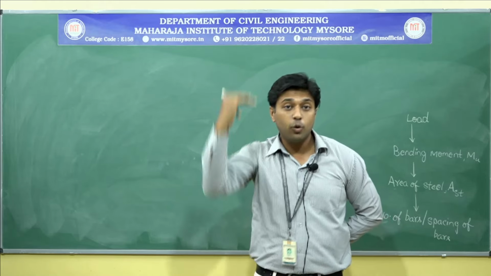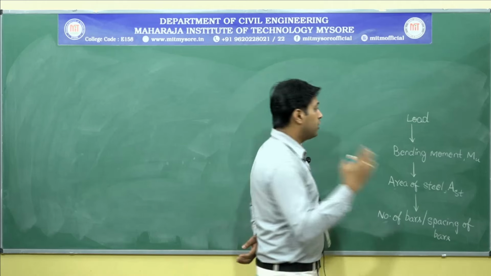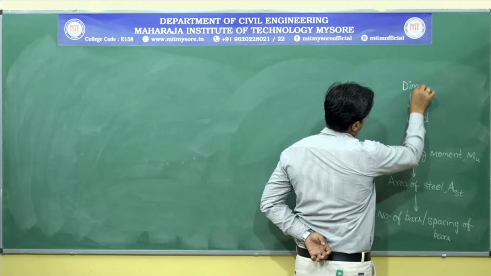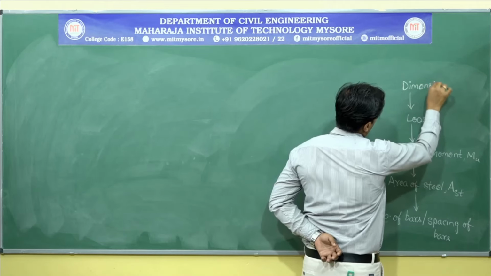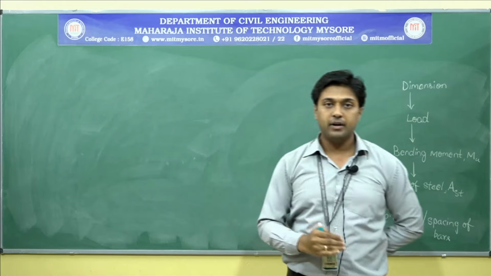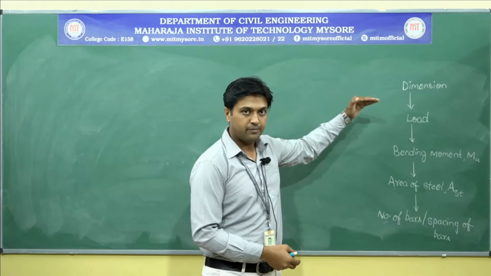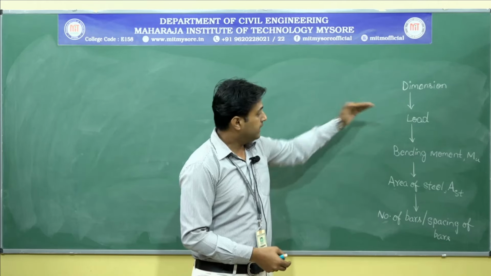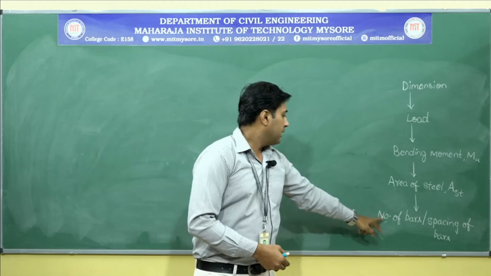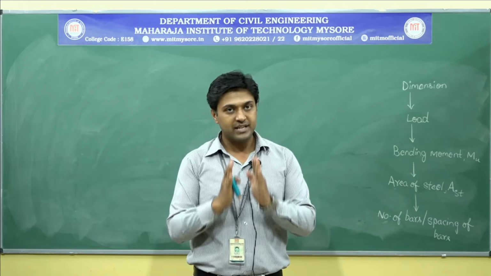What is the load that is coming on the structure? The dead load. Dead load means I need to know the dimensions of the structure. So always remember, in any design, we always start with the dimension, then load, then bending moment, then area of steel. Finally, we calculate the number of bars or spacing of bars. Here also we will follow the same thing.